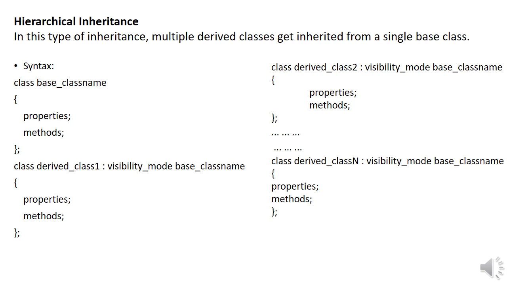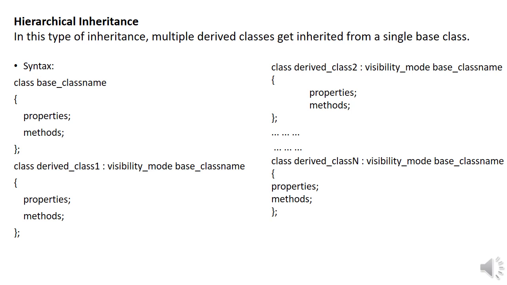So the first derived class is derived class 1. For deriving derived class 1 from the base class, the syntax is class derived class 1 colon visibility mode base class name. Then you can mention the properties and methods of that class inside derived class 1. Then for deriving another class, derived class 2, from the base class, the syntax is class derived class 2 colon visibility mode base class name. Then you can mention the properties and methods inside that class.